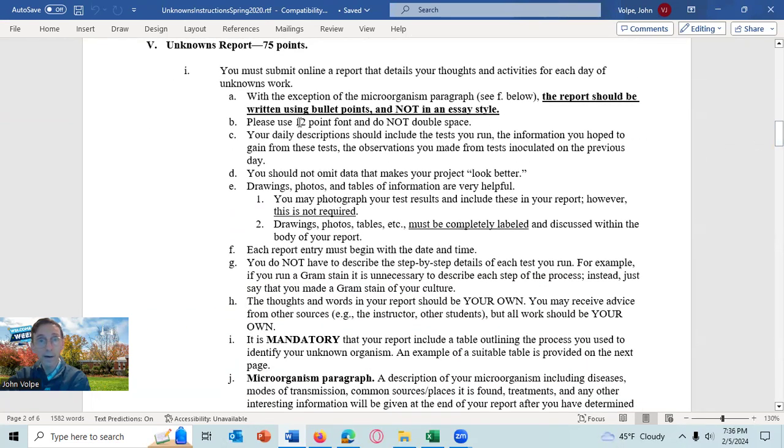Please use 12-point font. If you notice, I've got glasses. If it's smaller than 12-point font, I'll have a hard time reading it. Do not double space in your lab report. You should put in your daily descriptions. So you should start each day with the daily note. Don't omit data to make your data look better. You may put in drawings, photos, and tables. That information is very helpful. It is not required. I will submit photographs to you of the test results.